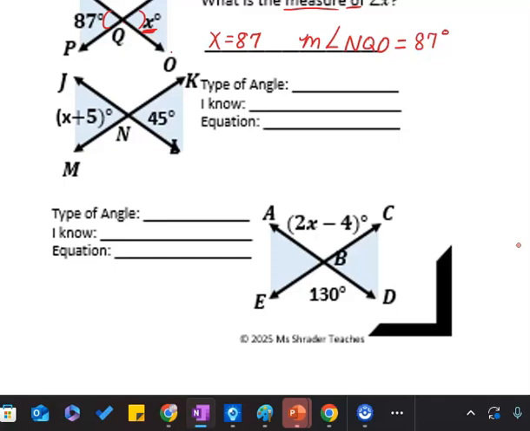We've got angle JNM and angle ONL, and we need to know what the value of x is. So what types of angles are these? Well, these are vertical angles. And what I know about vertical angles is that they are congruent.